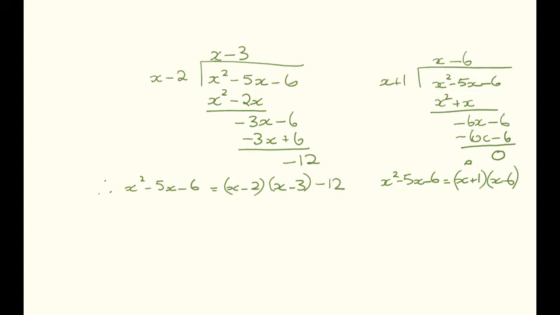So what has all of that told me? Well, first of all, it's told me that neither of these are factors because they don't divide in evenly. It's told me that if I do divide one or the other in, I will get a remainder of negative 12. And that is also what I would get when I take, as we saw on the previous slide, p of 2. So p of 2 will give me 4 minus 10 minus 6, which is negative 12.